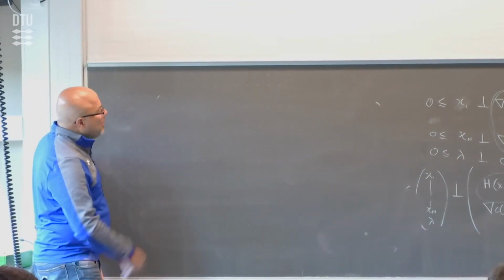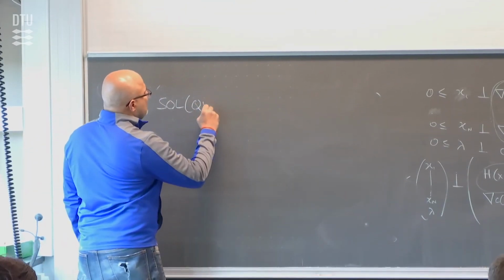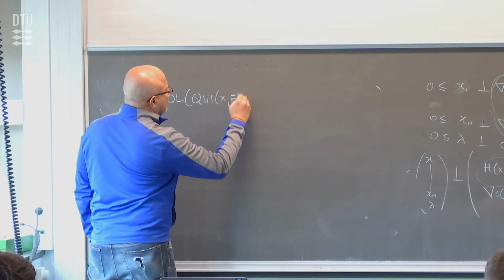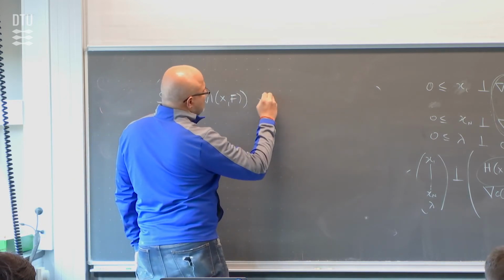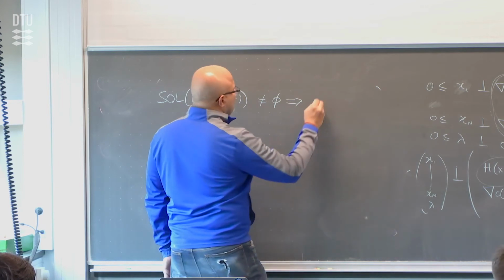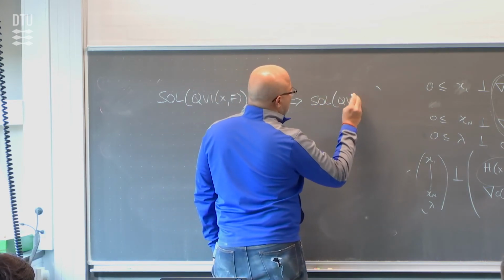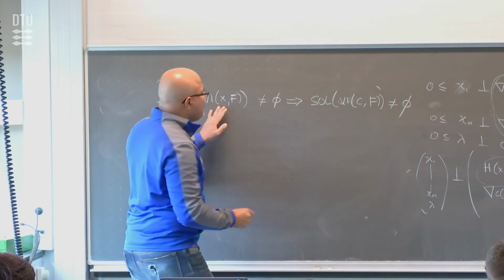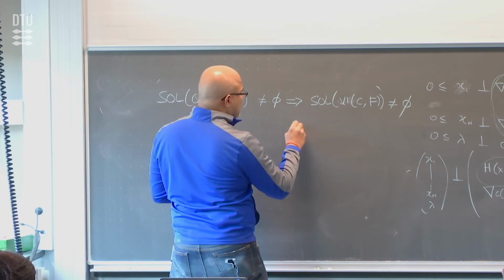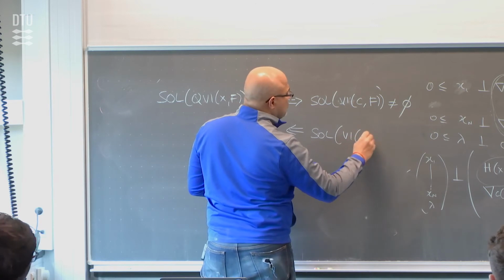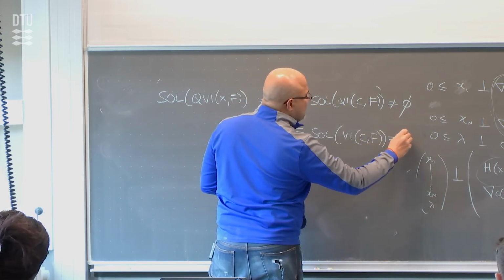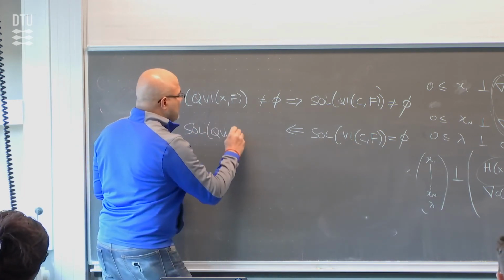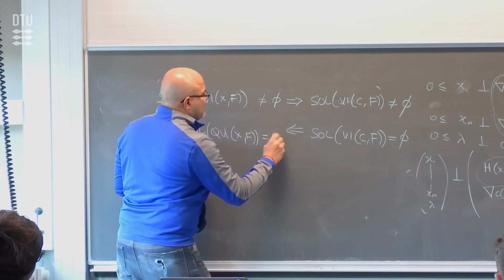So what I was saying was this: if the solution set of the QVI is not empty, can I prove the solution set of the VI is not empty? So if this is non-empty, this is non-empty. What is the negation of this? The negation is that if I try to solve the VI and find there's no solution, then I can directly claim that the QVI doesn't have a solution. And why is this important?